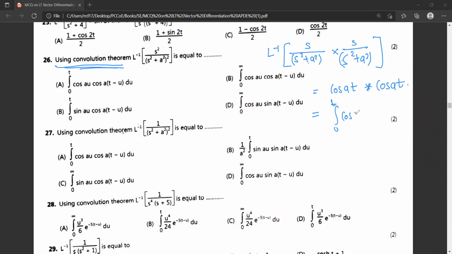0 to t of cos of a u, right? a u doesn't matter. He has taken u in place of t. So cos of a times (t minus u). Correct? Are you getting my point?